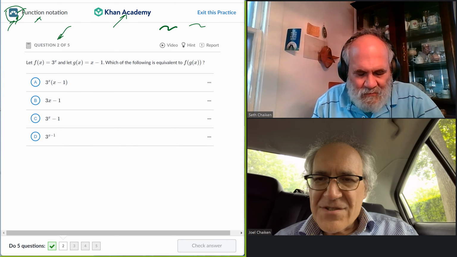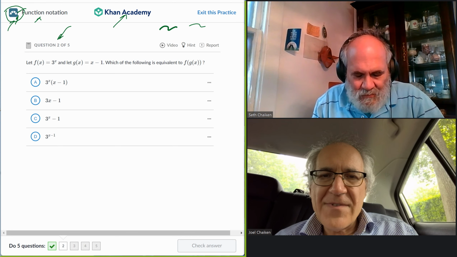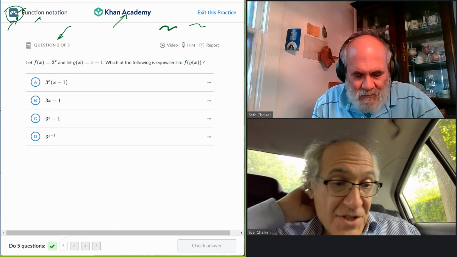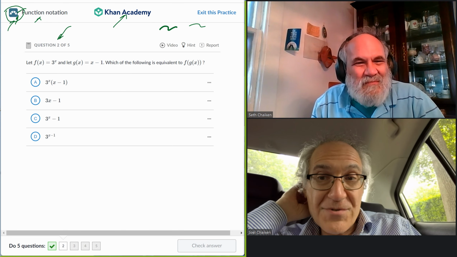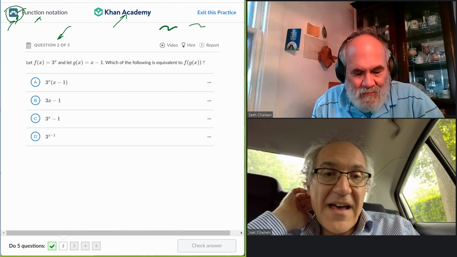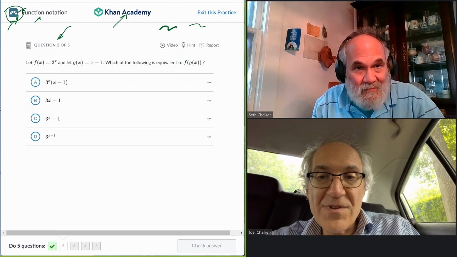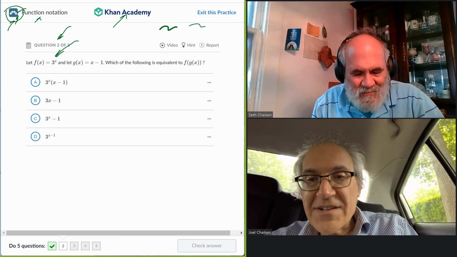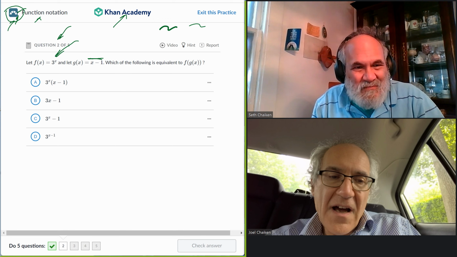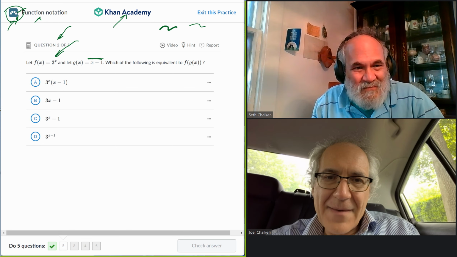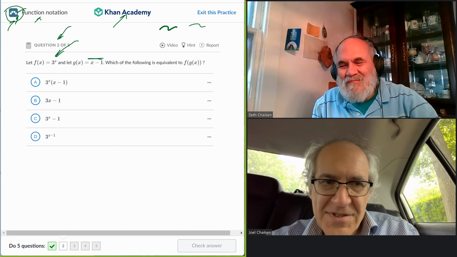Okay, if f of x is 3 up to the x power, and let g of x be x minus 1, which of the following is equivalent to f of g of x? This is function notation, which tells you that you want to process g of x through the function f of x. I always say the best thing to do is stop thinking. You just literally substitute.